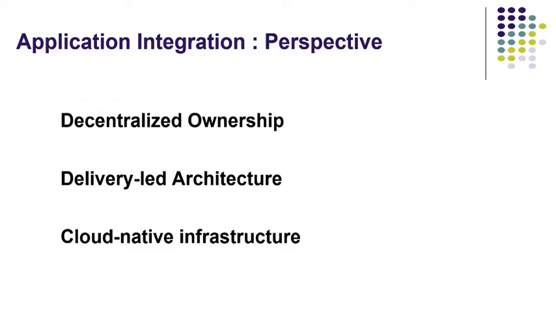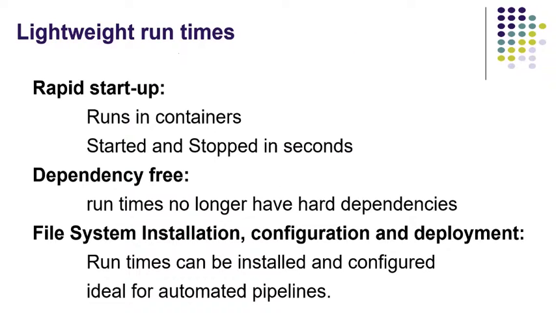Administration, scalability, portability, all these things can be provided with the help of your cloud native infrastructure. This cloud native infrastructure will help you improve your operational agility. Delivery-led architecture will help you improve your deployment agility. Decentralized ownership will help you improve your development agility. And so on.